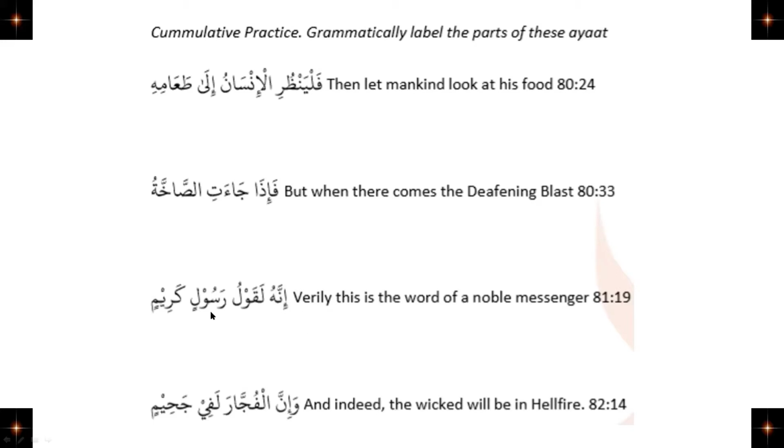Okay, and then we say karimin is the sifa of Rasul. So mawsuf sifa. So all of this is the mubtada. لقول رسول كريم becomes the khabar. Okay.